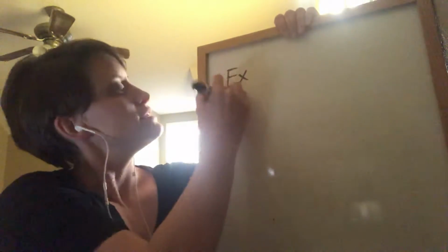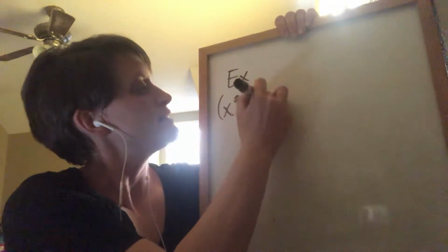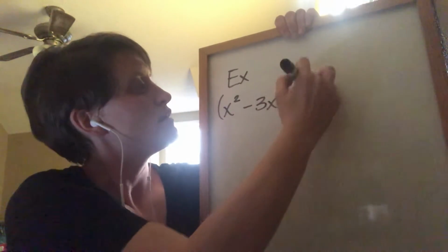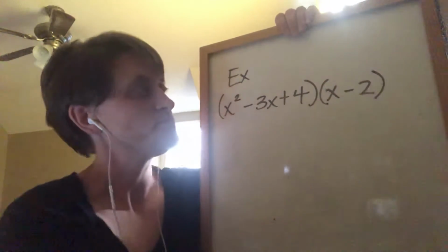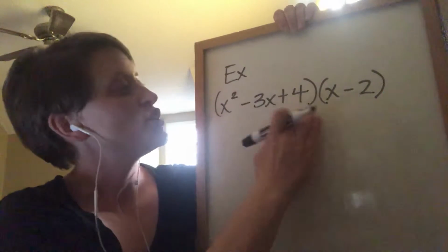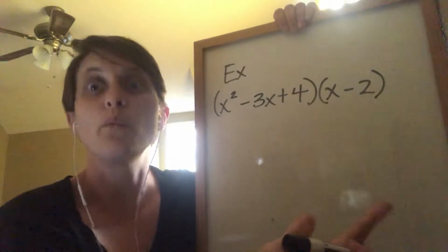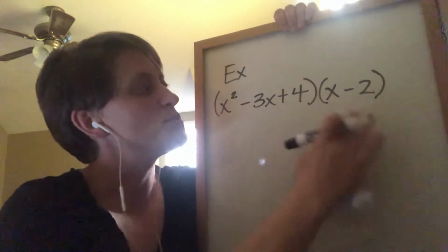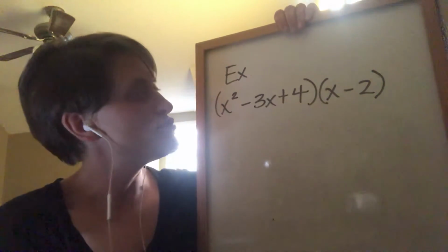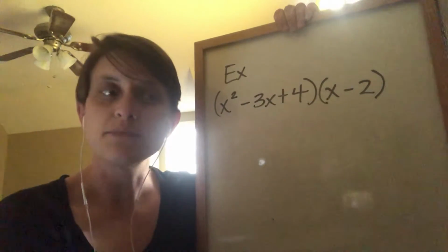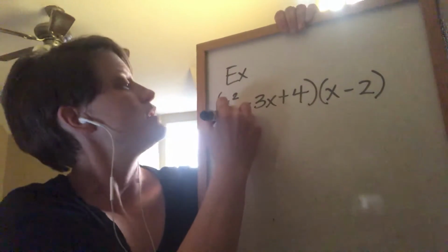In this one, it's a little bit longer. We have x squared minus 3x plus 4 times x minus 2. Now, we have more terms in this polynomial than we did in the last one. Obviously, this one has 3. The last one had 1 in the first polynomial. And in this one, we have 2. But we're going to do exactly the same thing we did before. We're going to use the distributive property, then use our rules of exponents, and then collect any like terms if we have them. So let's start by distributing.